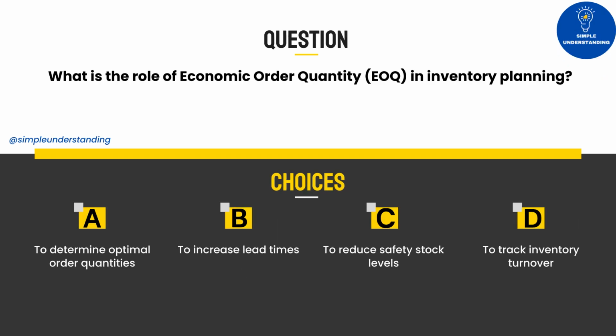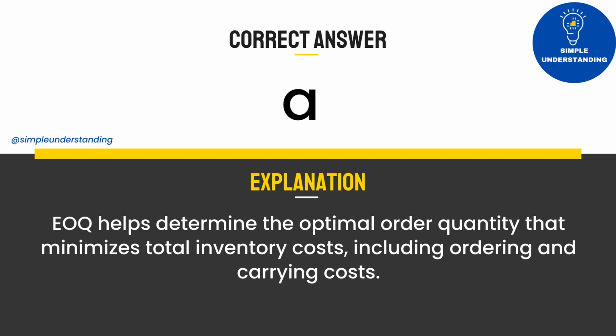7. What is the role of economic order quantity, EOQ, in inventory planning? A. To determine optimal order quantities. B. To increase lead times. C. To reduce safety stock levels. D. To track inventory turnover. Correct answer, A. Overall explanation. EOQ helps determine the optimal order quantity that minimizes total inventory costs, including ordering and carrying costs.